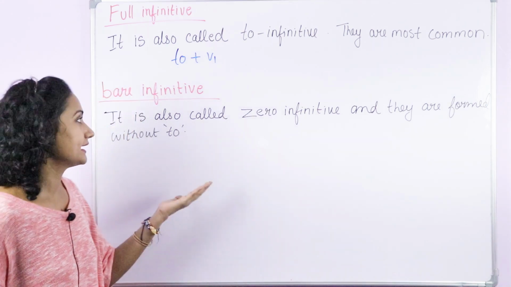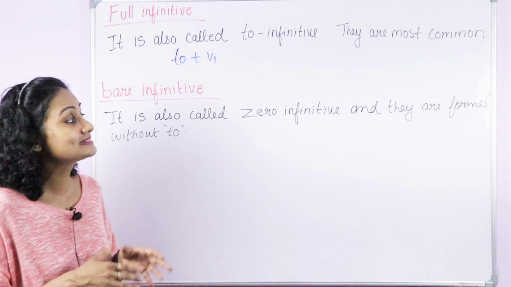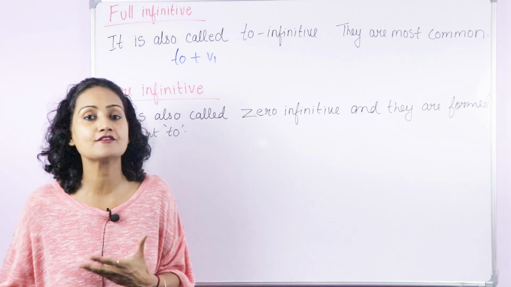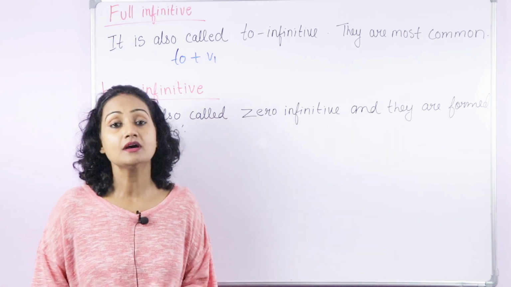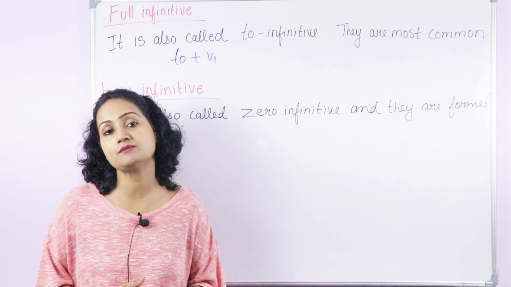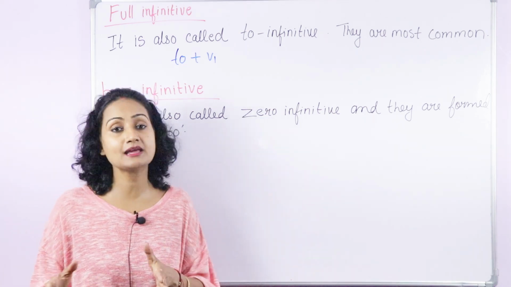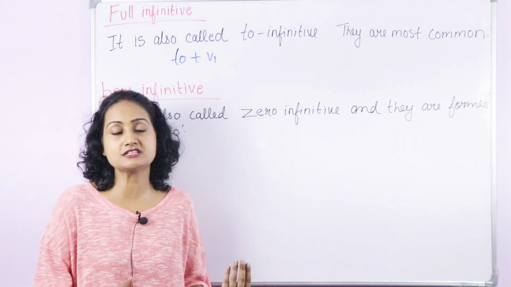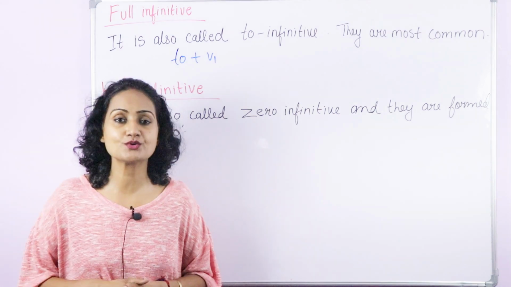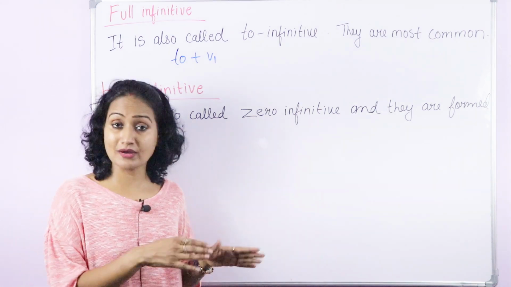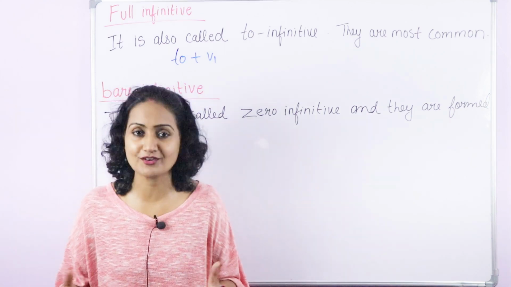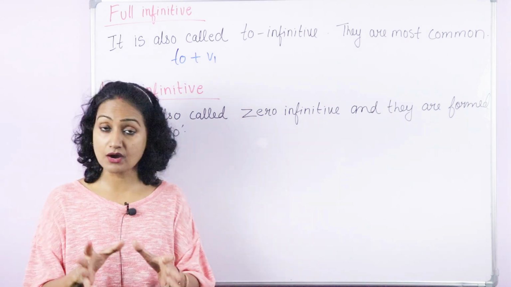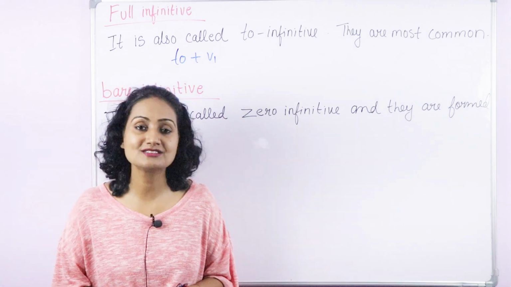Okay. On the other hand, bare infinitive is also called zero infinitive because they are formed without to. So they look like any other verb, first form of the verb, like sleep, dance, teach, they all can be a bare infinitive. Now here it can be a bit confusing because you will not be able to make out whether it's a bare infinitive or a verb. But after this video, you will be able to identify whether it's a bare infinitive or a verb. Okay, so now we have understood what's a full infinitive and a bare infinitive. Now I will tell you how and when to use them.